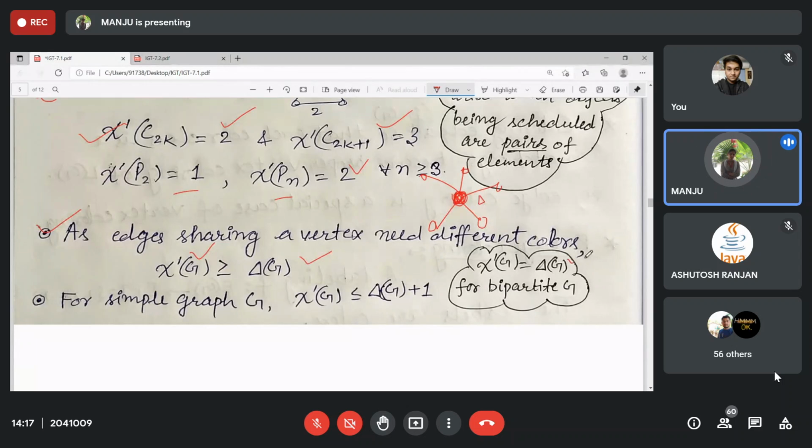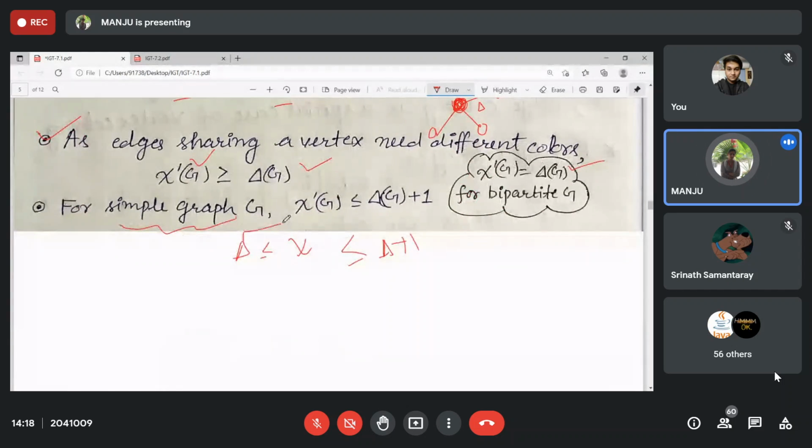And for bipartite graphs, it will be equal. For a simple graph you have a maximum bound also: the minimum bound is delta, and the maximum is delta plus 1. For bipartite, it is equal to delta. And for a multigraph, the minimum bound is delta, and the maximum bound is delta plus mu, where mu corresponds to the multiplicity, the maximum of the multiplicities over all the vertices.